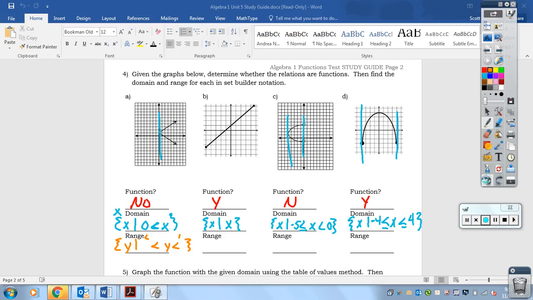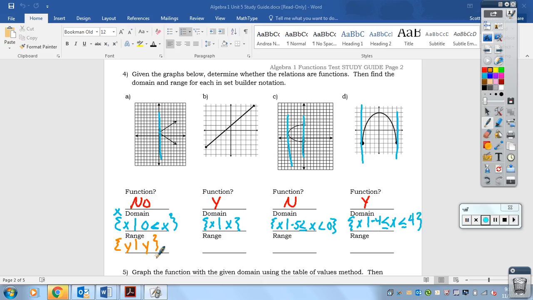So again, we can use a highlighter. And look at this one. How far down does this one go? Well, there's no restriction because eventually it's going down forever. I can erase my low end. How high does it go? Again, no restriction, so I can erase that and all the y's such that it's just y.